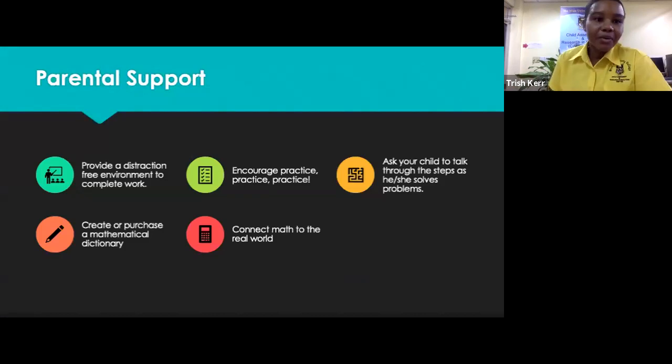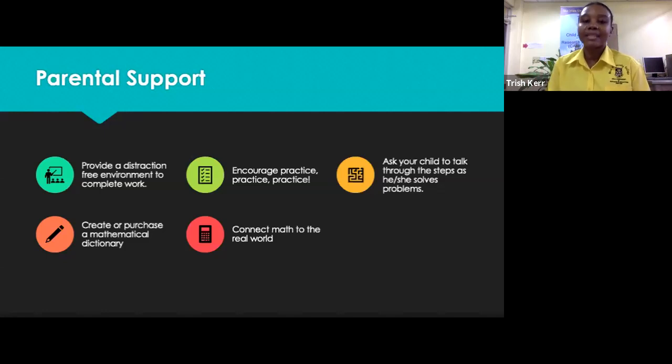So what can you do? Provide a distraction-free environment to complete their work. If you have a 3rd grader, 4th grader, sometimes they want to watch TV and they want to do things, or they're easily distracted. You don't want to put them to work in places where they're going to see everybody passing, or they're going to hear the TV playing. Especially when you're working with maths, it requires a high level of concentration, because the moment you make a mistake with one aspect of the math, you usually will get the other aspect incorrect. So provide a distraction-free environment for your child to work.